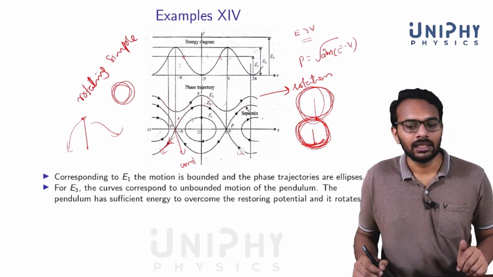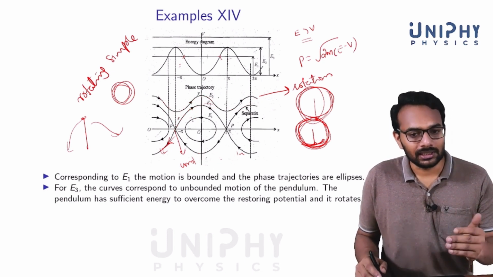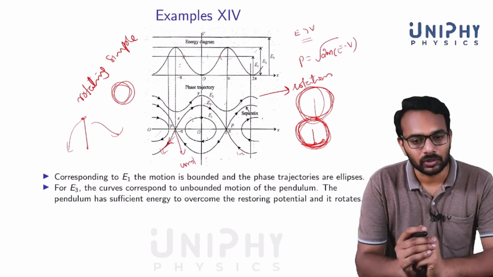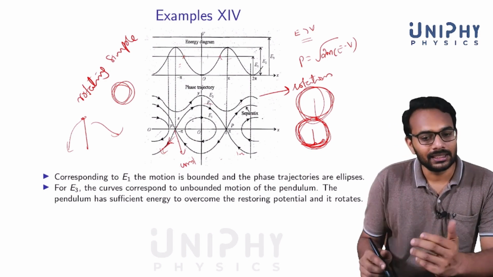So this is not very difficult. We just plotted the potential energy, we drew different lines corresponding to the different values of energy, and we saw the different cases.